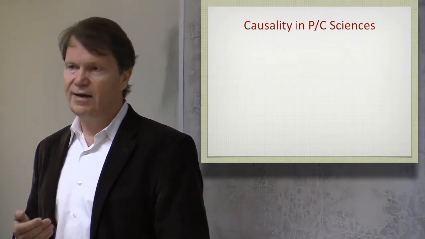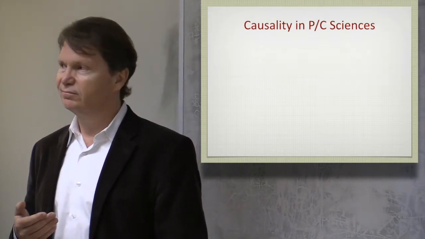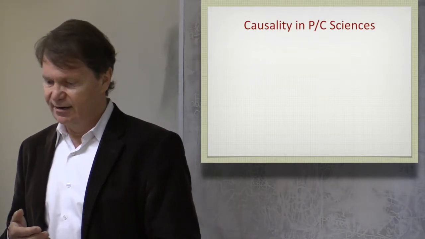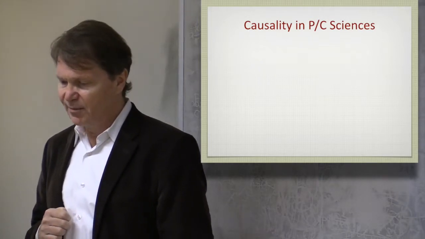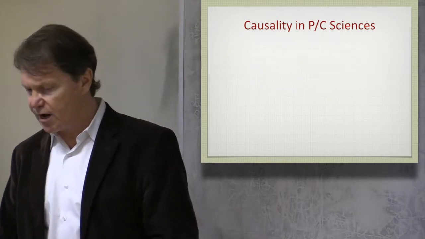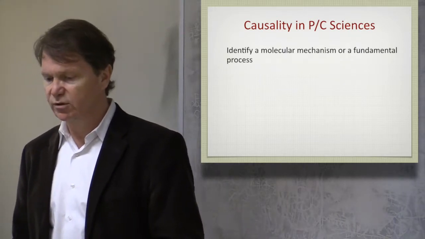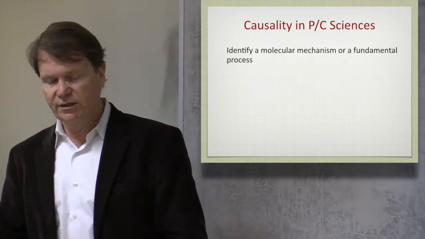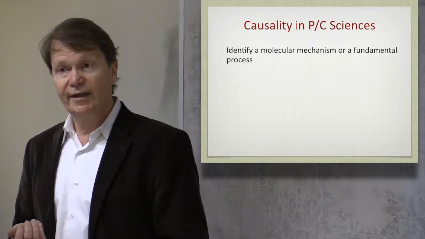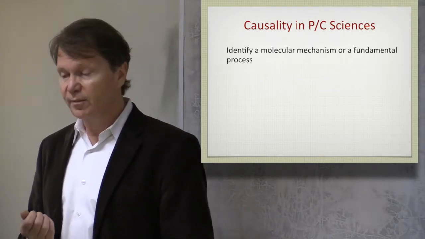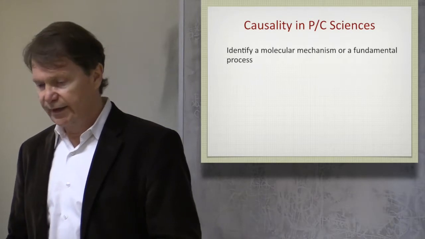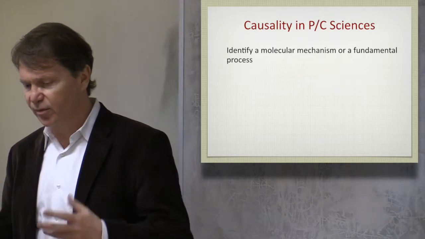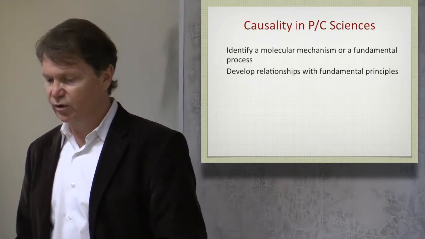You've all had many, many classes on subjects probably ranging from quantum mechanics to PChem, the chemical bond, all of these things. And how do we think about causation in physics and chemistry? Well, normally it's a procedure that follows somewhat these steps that I'm going to talk about. First, you identify a molecular mechanism or some fundamental process of interest to you. I don't know, could be how the nucleus in an atom works, how is it comprised, how does it function. So there's something you want to study.